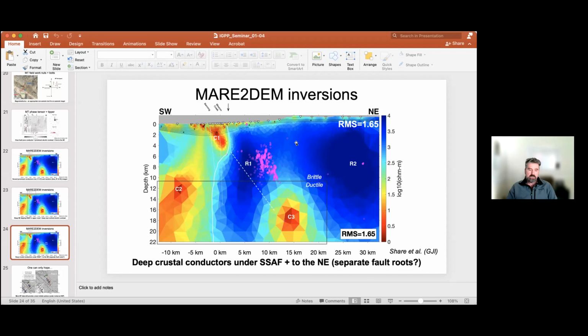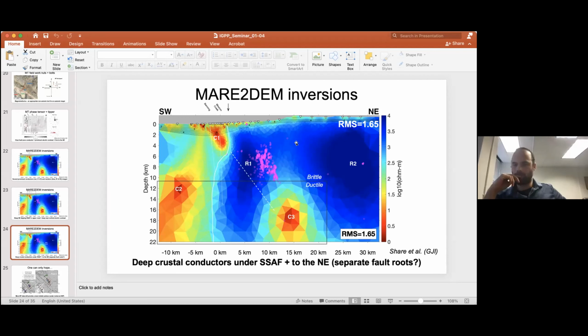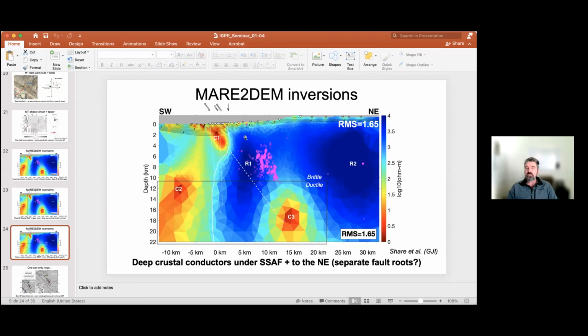And so what is your interpretation of these deeper anomalies? Because I think the consensus seems to be that the pore space decreases with depth, right? So pores tend to close, and so the fluid content goes down. What can create these large anomalies below 15 kilometers? I'm curious.